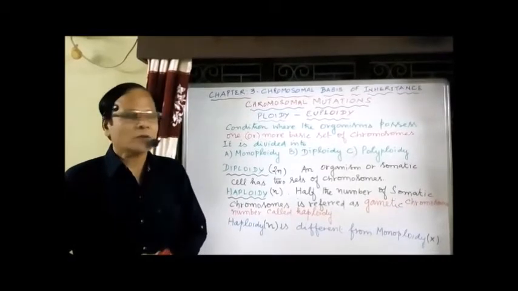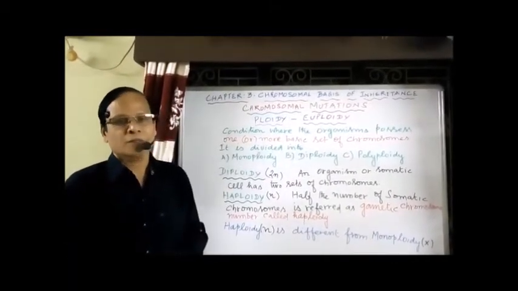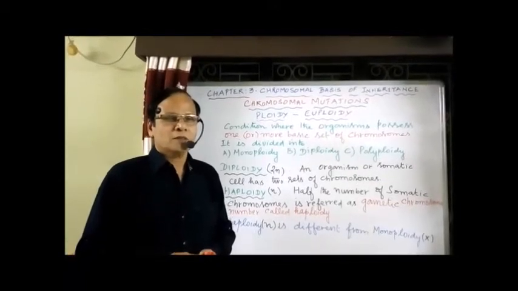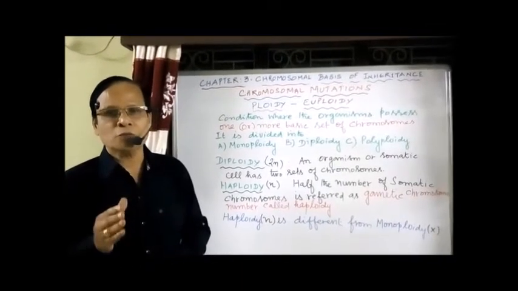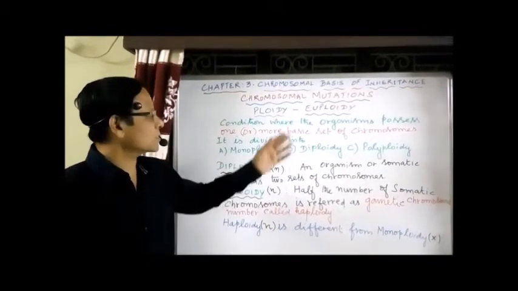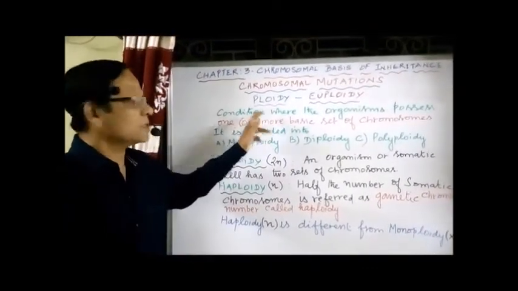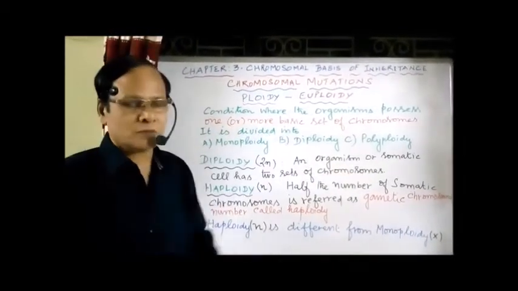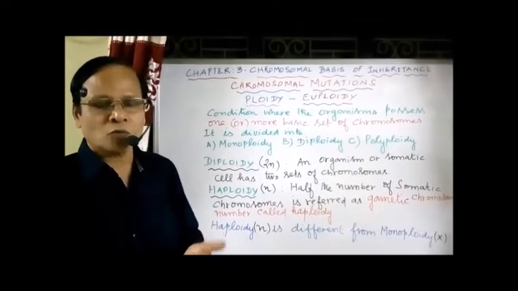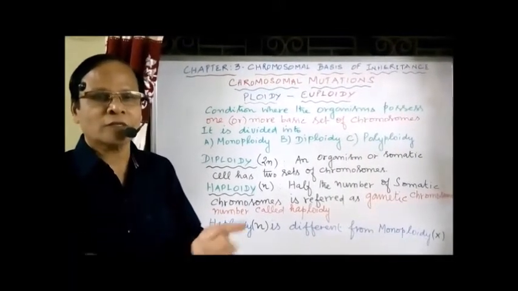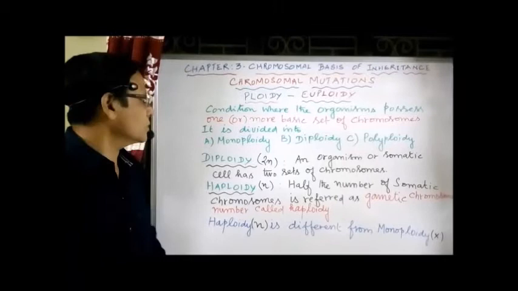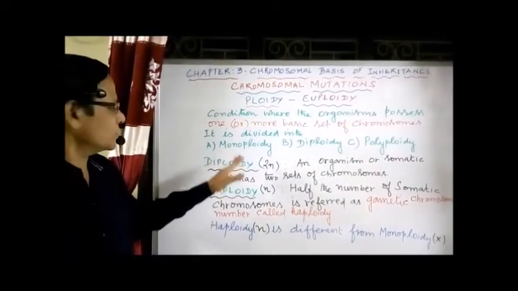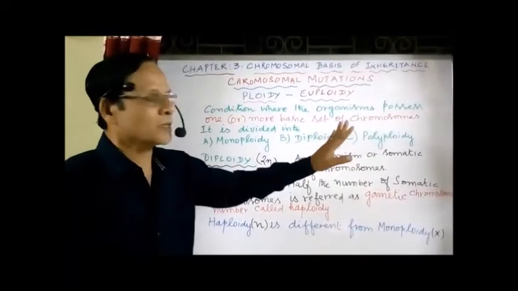Now the second type of ploidy is euploidy. So what is euploid? An organism or somatic cell that has one or more than two basic sets of chromosomes. That condition is called euploid. It is a condition where the organism possesses one or more basic sets of chromosomes, either one set or more than two sets, like 3n, 4n, 5n, 6n. The entire set of chromosomes is added in that condition. Now it is divided into monoploidy, diploidy and polyploidy.